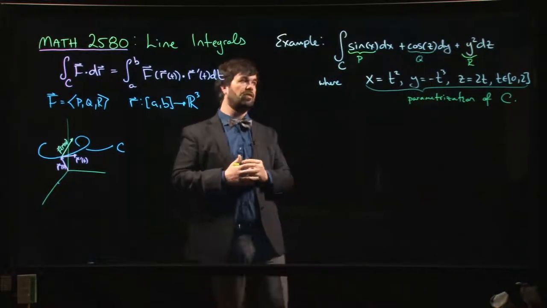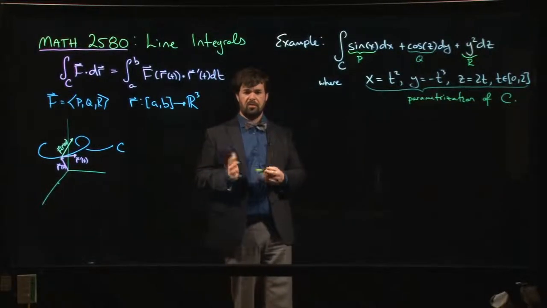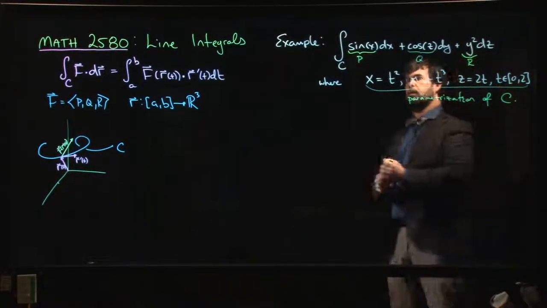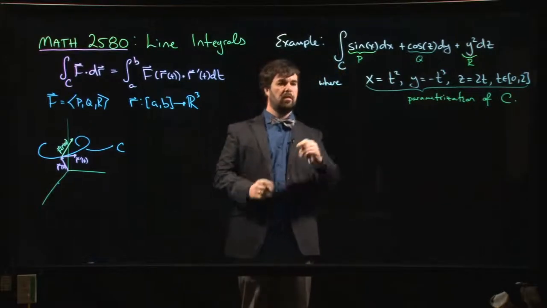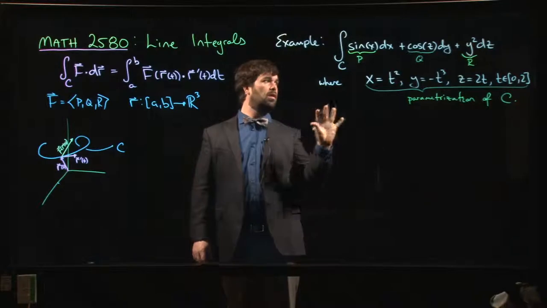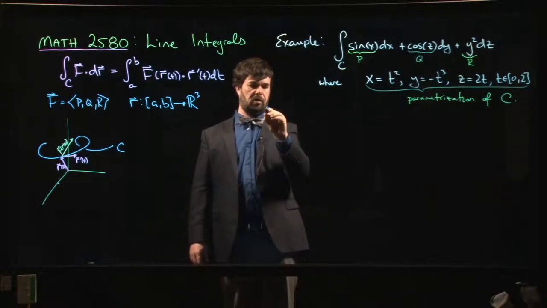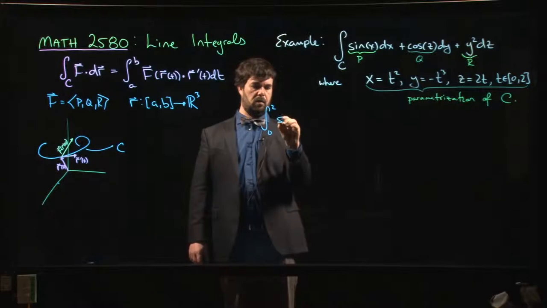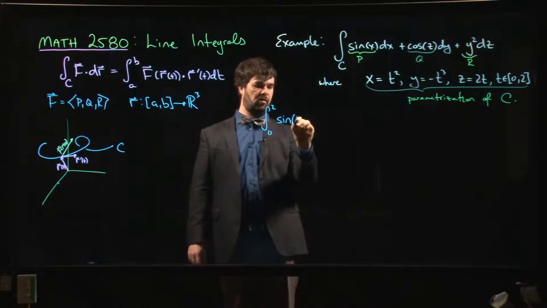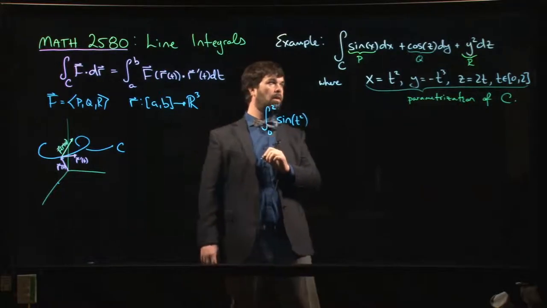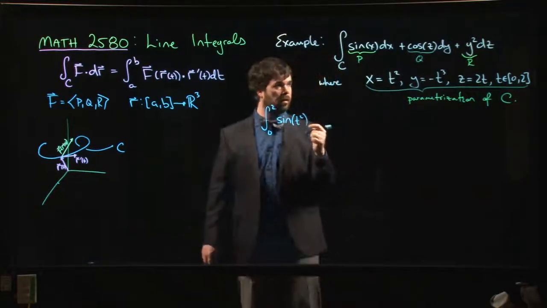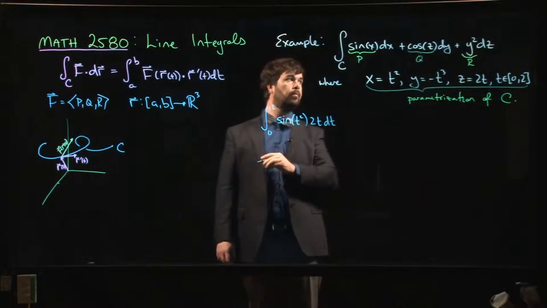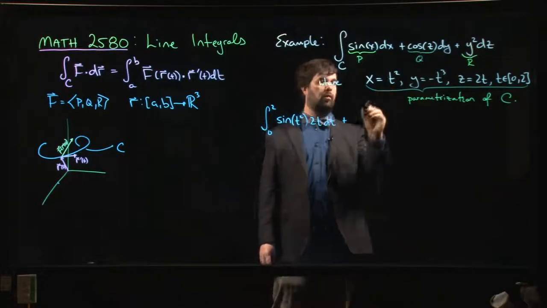And as we've seen, it's sometimes a little bit more convenient to write things this way because you can pretty much do things by simple substitution. So the way this ends up looking is we simply write something like this. Once we parameterize, t goes from 0 to 2, okay? So we're going to have sine of what's x? X is t squared, sine of t squared times dx. So what's dx? Dx is 2t dt.